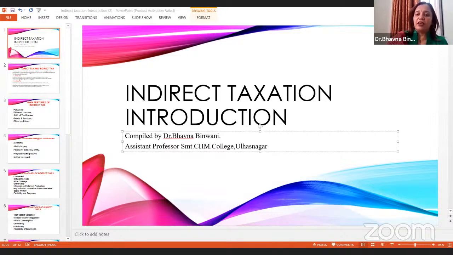Goods here means every kind of movable property other than money and securities. This definition is important. They can put the question on this. What do you mean by India? The definition of India has been defined under Article 1 of the Constitution.